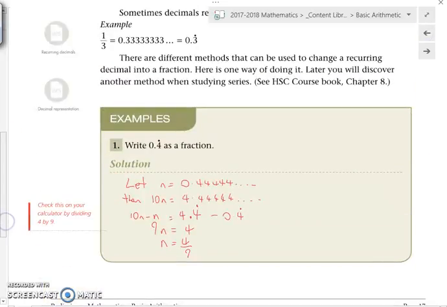Why did we times it by 10? Yeah, so basically we wanted everything other than the recurring bit over on the left-hand side of the decimal, yeah? And that way when we subtracted it, we were able to just cancel out the recurring bit. And I'll refer to it as the recurring bit because that's the official name now. We want to get rid of the recurring bit. Cool?